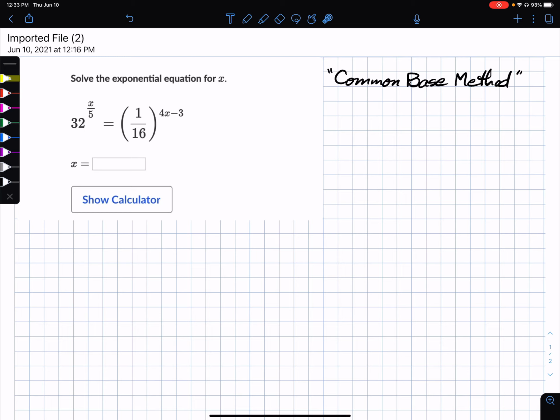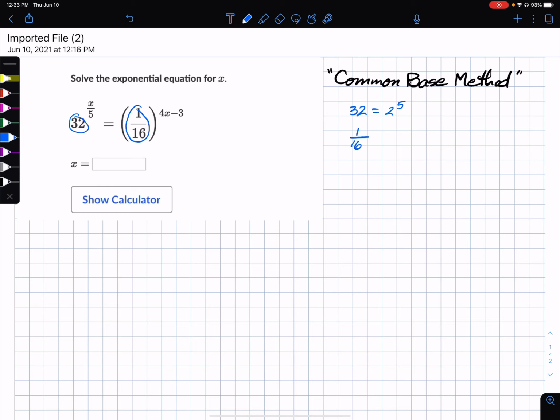That's where we want to look directly at the base of each expression involved, which has x in the exponent, and try to figure out what we could write those in terms of so that they'd be the same. So here I'm exploring 32 and 1/16. It's a little easy to get overwhelmed by the fractions, but 32, in terms of a power, I could rewrite that as 2 to the 5th.